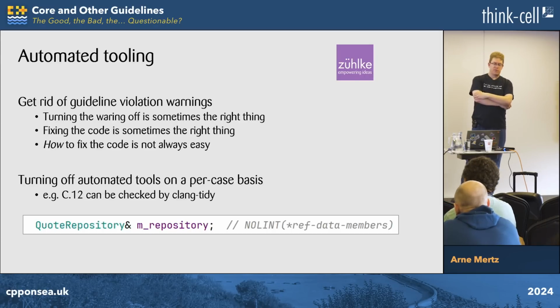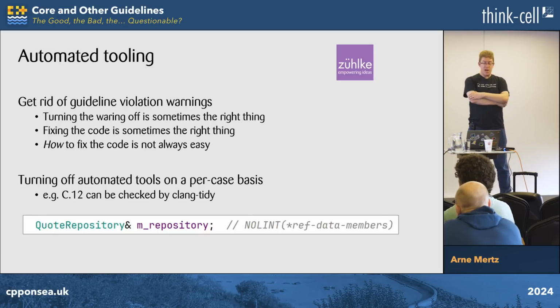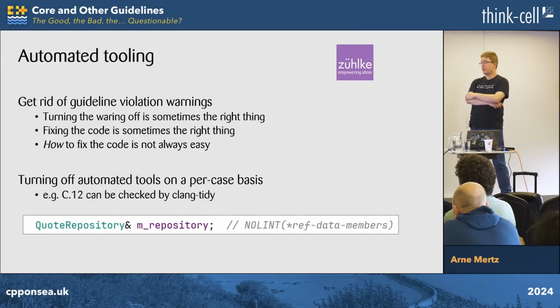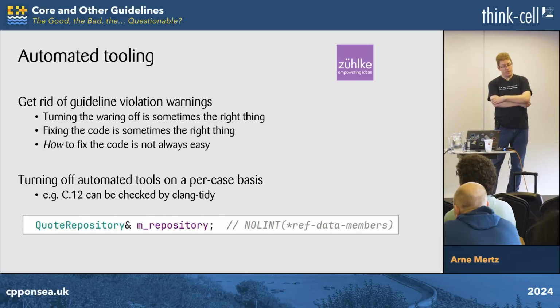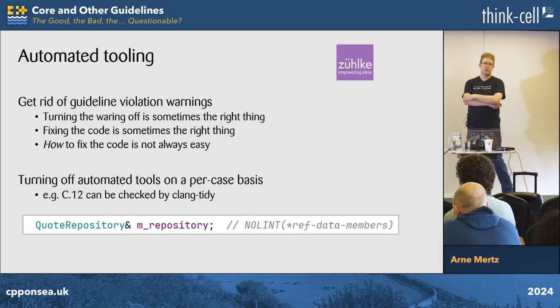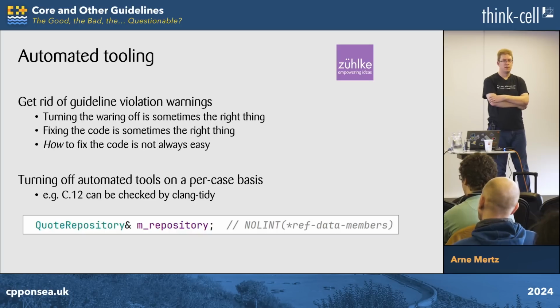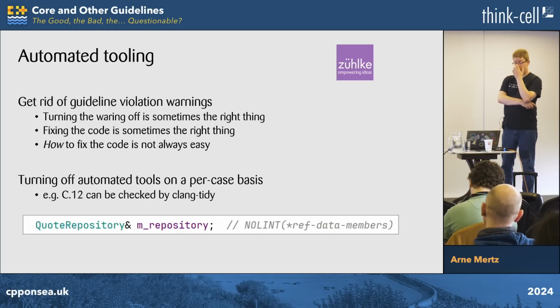How do we get rid of guideline violation warnings? It may be okay to just turn off this warning in our file or for a single line or whatever. It may instead be the right thing to actually fix our code to adhere to the guideline. How we fix the code can be a bit more complicated for some guidelines.